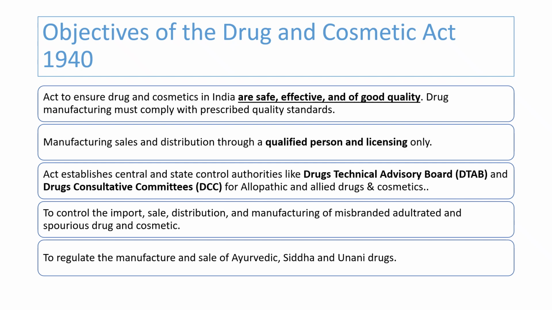The act also aims to regulate the manufacturing of Ayurvedic, Siddha, and Unani preparations. So all of these regulations were not only for allopathic medicine. Whatever Siddha, Unani, and Ayurvedic drugs are in the market, they should be regulated, and for that purpose this act was made. So these were the major objectives of this act.